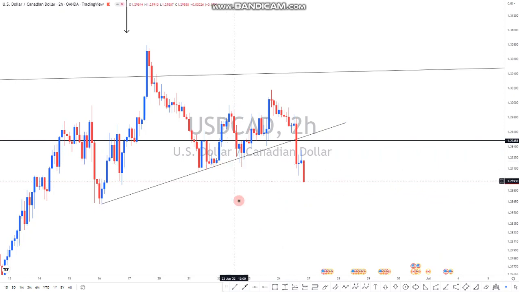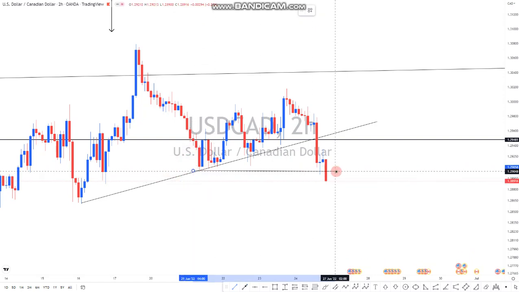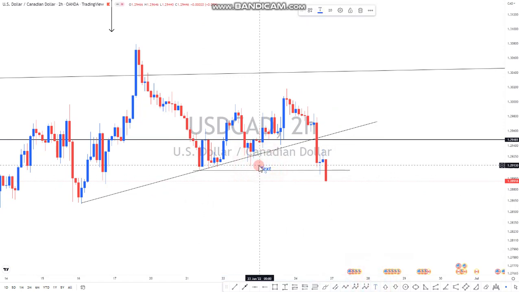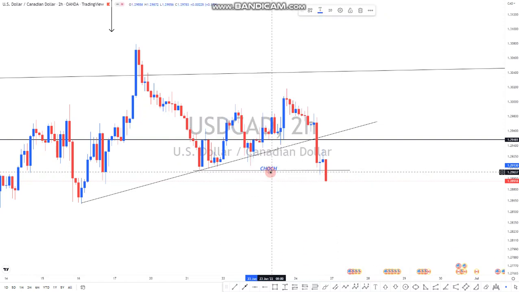So I'll just cut off this previous higher low around this area and call that a change of character. We call that a change of character. That is where the market changed its character.